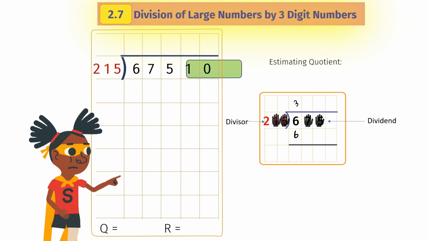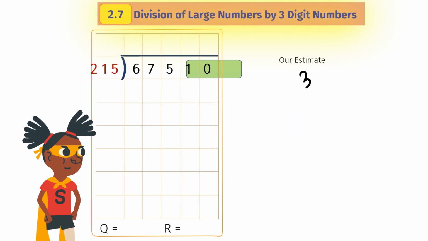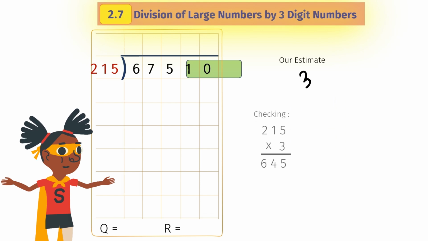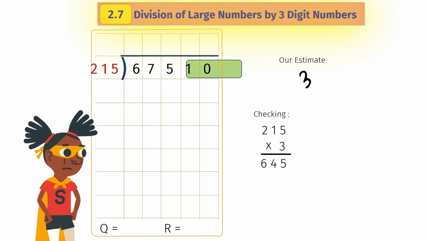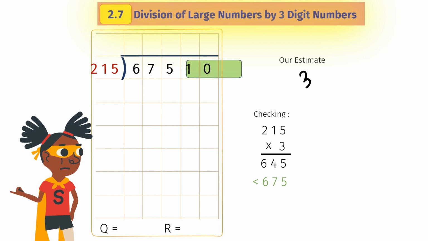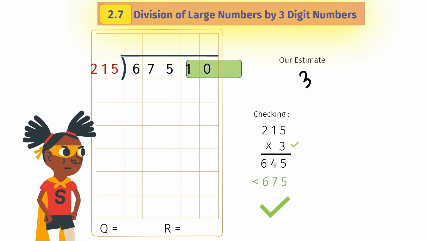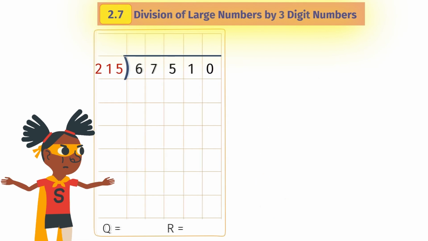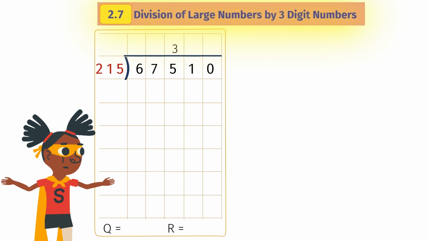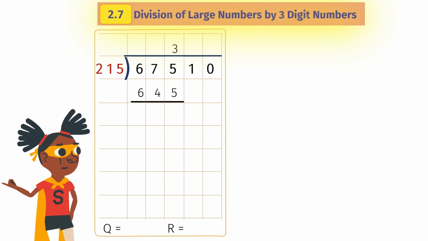Estimate is not always correct. But it helps to get to the answer faster. Let us check the estimate of 3. 215 into 3 equals 645. Since it is lesser than our dividend 675, our estimate is correct. We go ahead with 3. We write 3 and 645 in the correct place. Subtract 675 minus 645. We get 30 and 1 from the dividend.